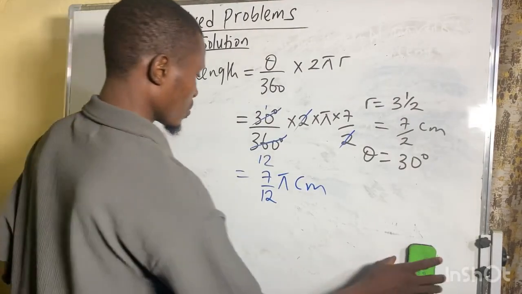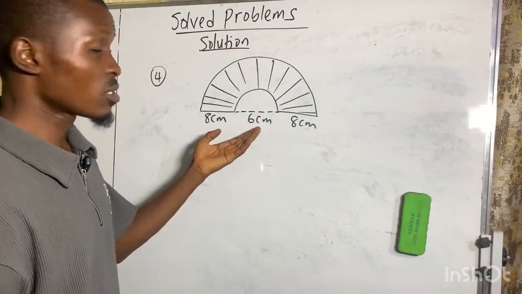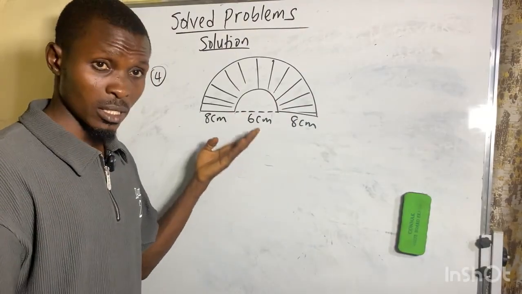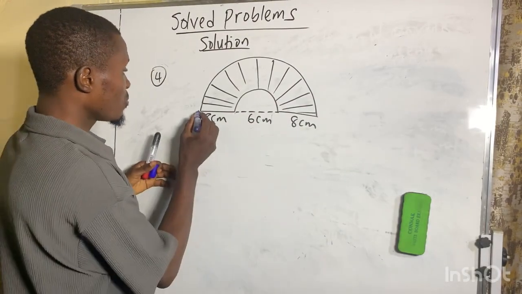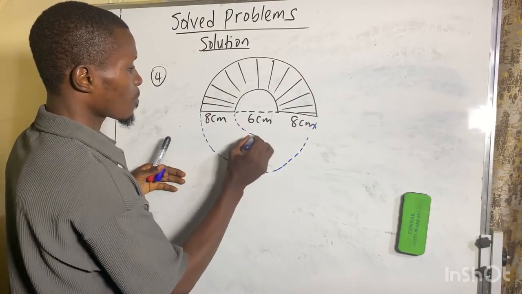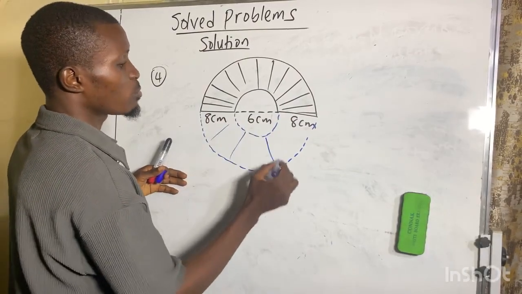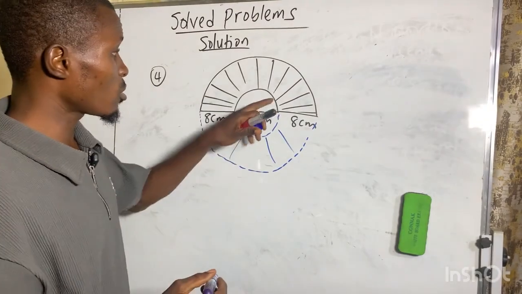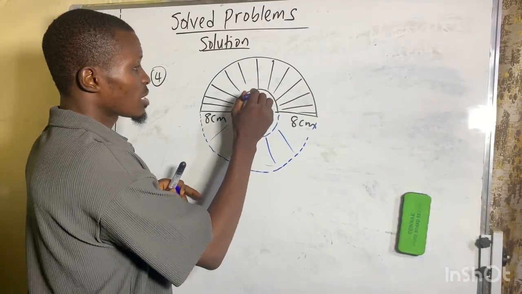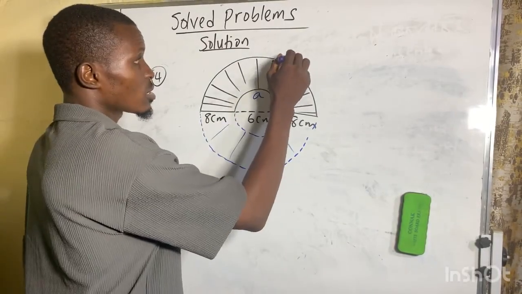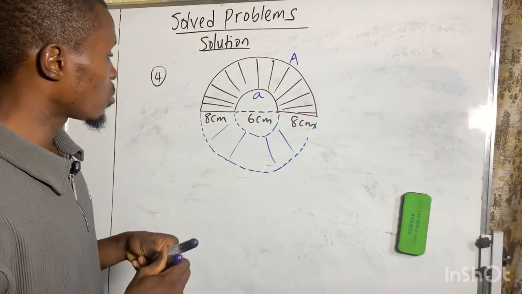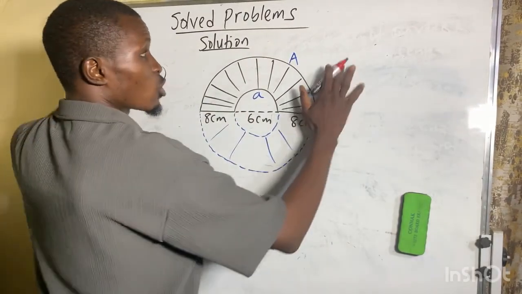Now move to number 4. For number 4, we are given this figure. What we have here is a semicircle, but we're going to treat it as if it were a complete circle. And then we're asked to compute the shaded portion. Now this figure is a combination of a smaller circle and a bigger circle. This smaller circle, let's call it small letter a. The bigger one, let's call it capital letter A. So small letter a for the smaller circle, capital letter A for the bigger circle.